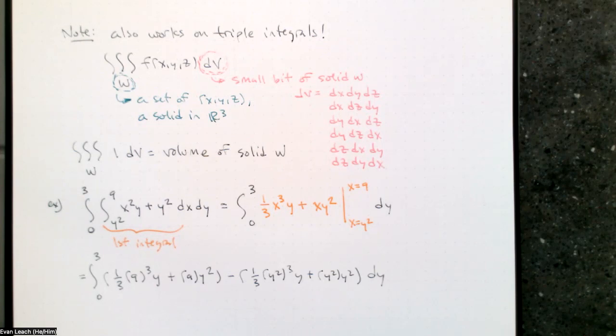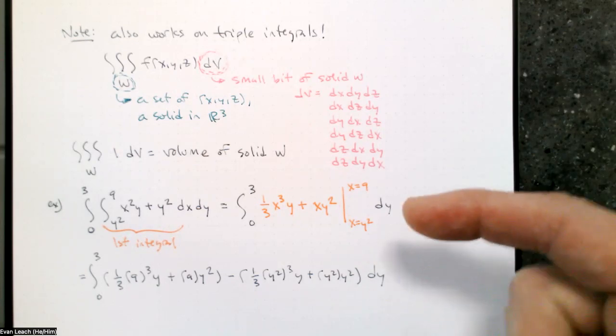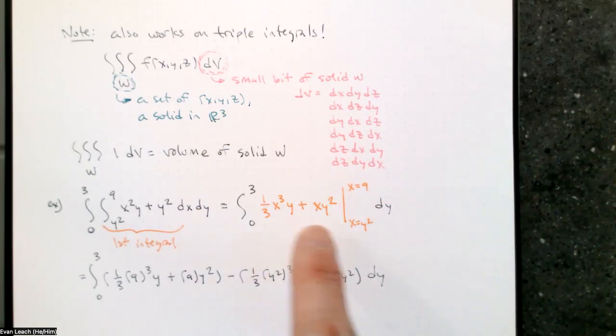Any questions? Everybody see the two integrals that we're working on. The other important thing to note is that we're plugging in y squared and 9 into the x's because we're doing the x integral.